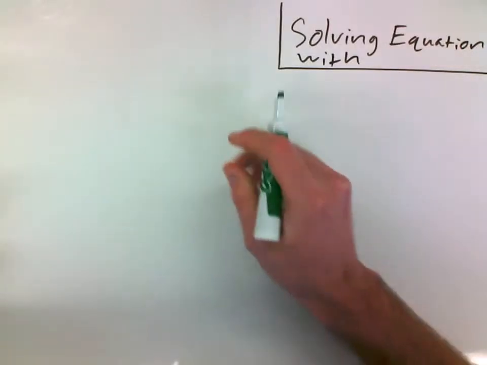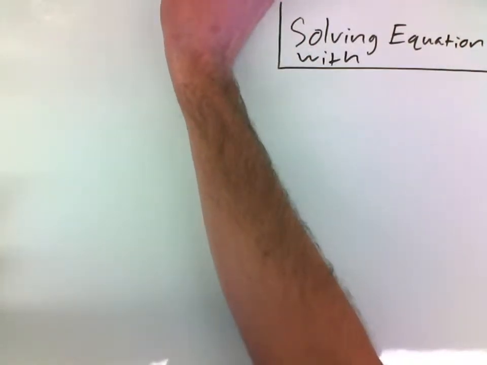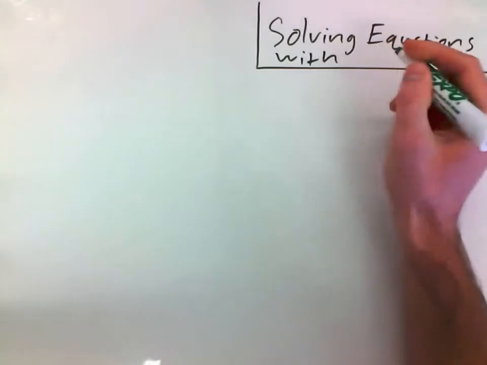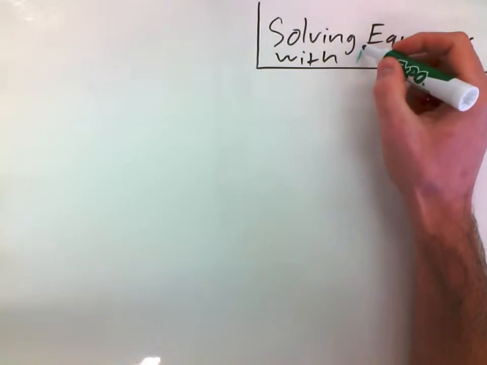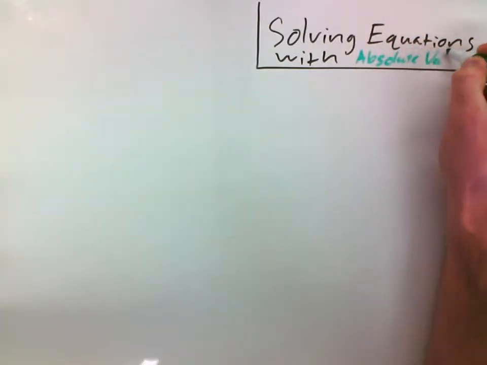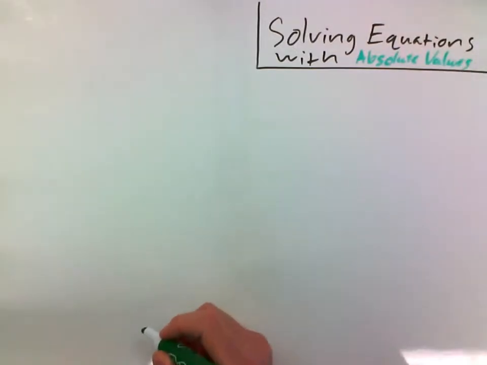All right. So this chapter we started learning a whole bunch of different types of equations we could solve. And the first one I want to do is solving equations with absolute values. So first thing is we need to know some things about absolute values.